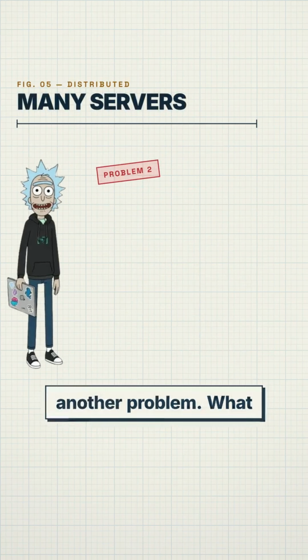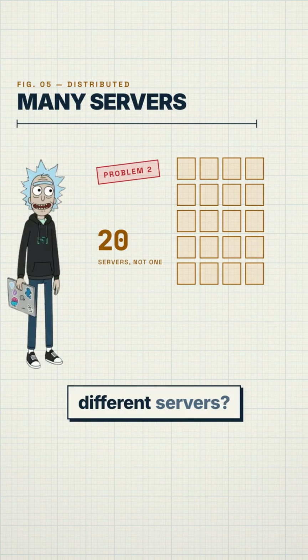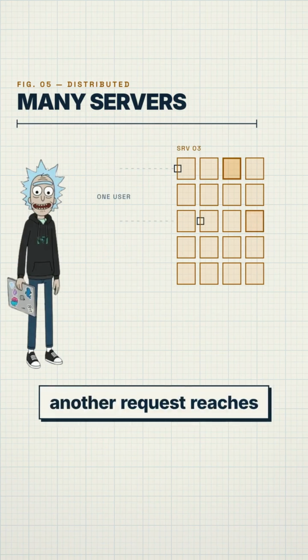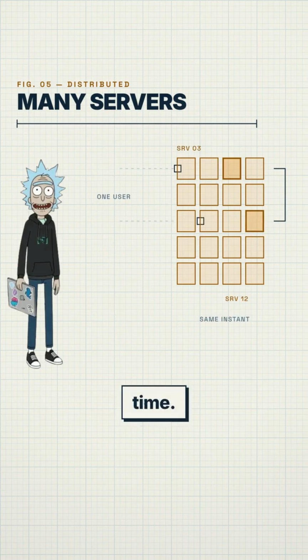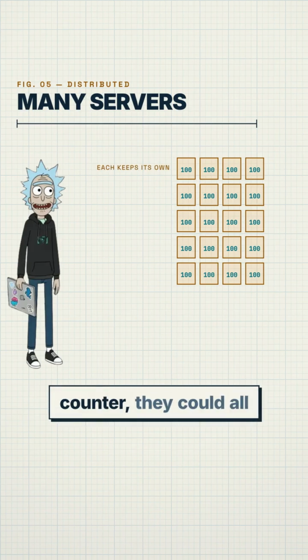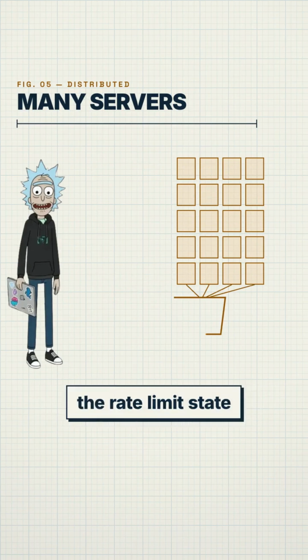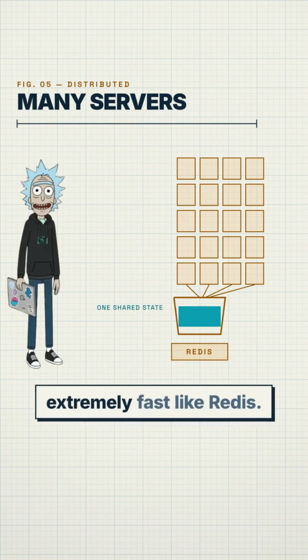Now there's another problem. What happens if your application runs on 20 different servers? One request from the same user might reach server number 3, while another request reaches server number 12 at almost exactly the same time. If every server keeps its own rate limit counter, they could all think the user still has tokens available. So instead, you store the rate limit state in one shared system, usually something extremely fast like Redis.